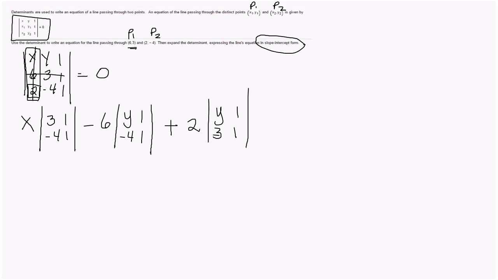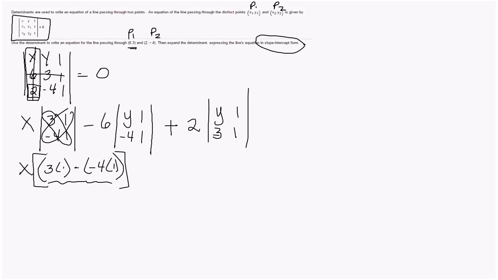So we'll take x, multiply it by the determinant, which is going to be 3 times 1, subtract negative 4 times 1. So it's that cross multiplication. And how you write this, just write it so that you can understand it. The biggest thing is to make sure that you get your signs correct. So that's why I have so many brackets.